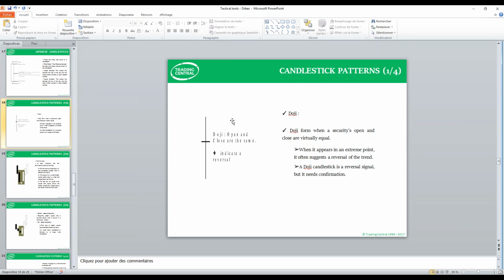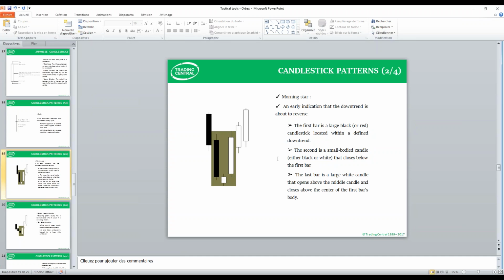When you can identify a doji on your chart and it occurred at an extreme point of the trend, for example, if the market is very overbought and you can identify a doji, it means that you have a high probability of a reversal downtrend. And on the contrary, if the market is very oversold and you can identify a doji, it means that you have a high probability of a technical rebound, a reversal uptrend. So that's very interesting, to try to identify dojis on your charts.